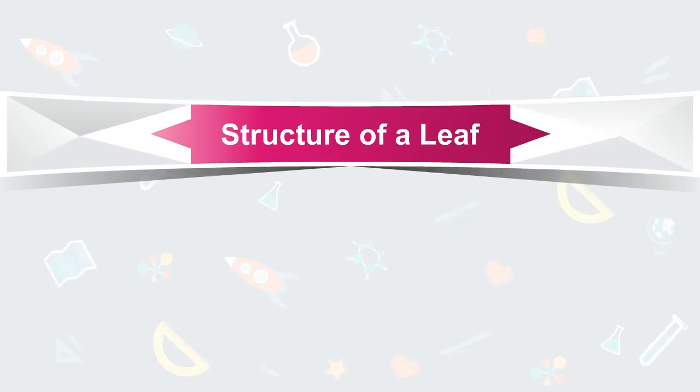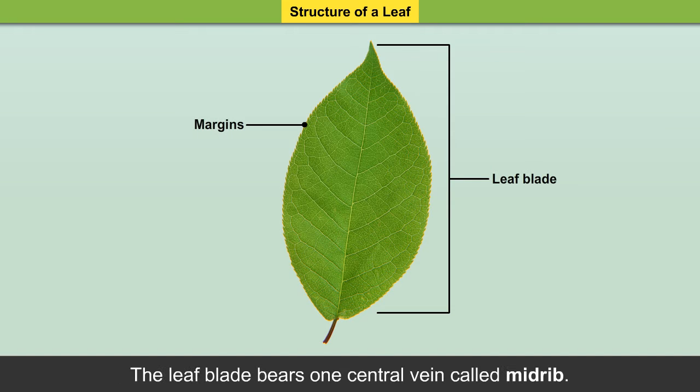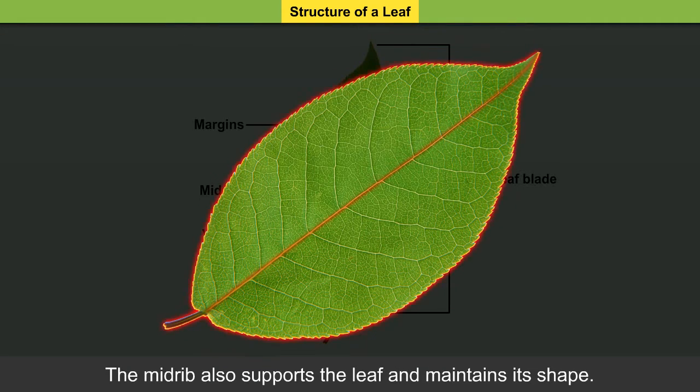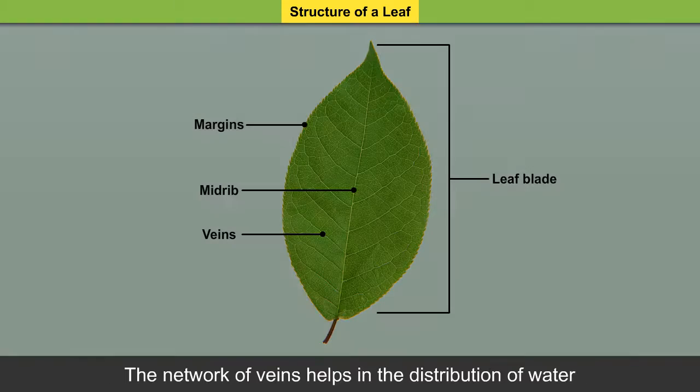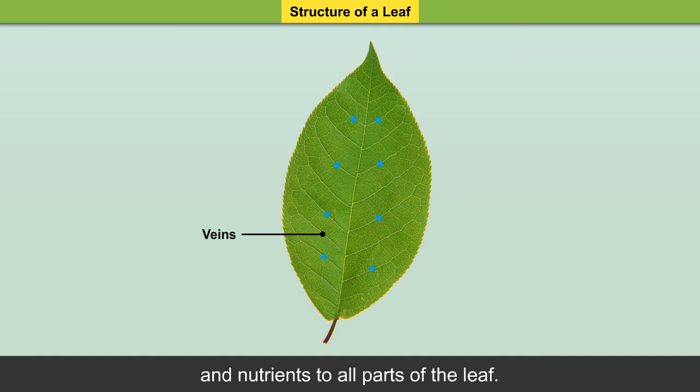Structure of a leaf. A leaf has a leaf blade which is limited by the margins. The leaf blade bears one central vein called midrib. From it, several smaller veins arise. The midrib also supports the leaf and maintains its shape. The network of veins helps in the distribution of water and nutrients to all parts of the leaf.